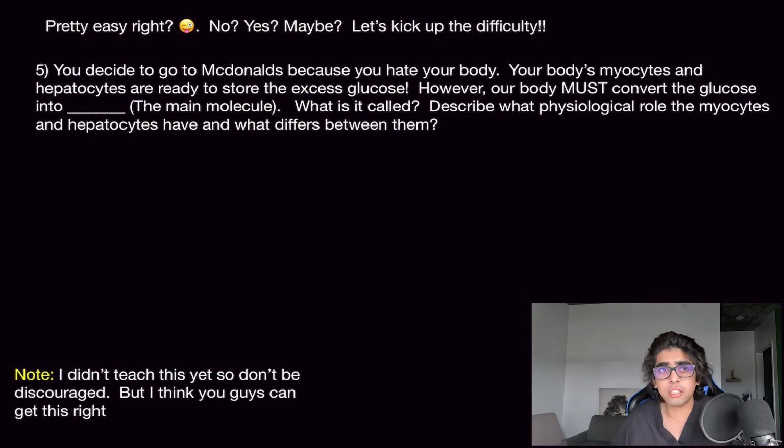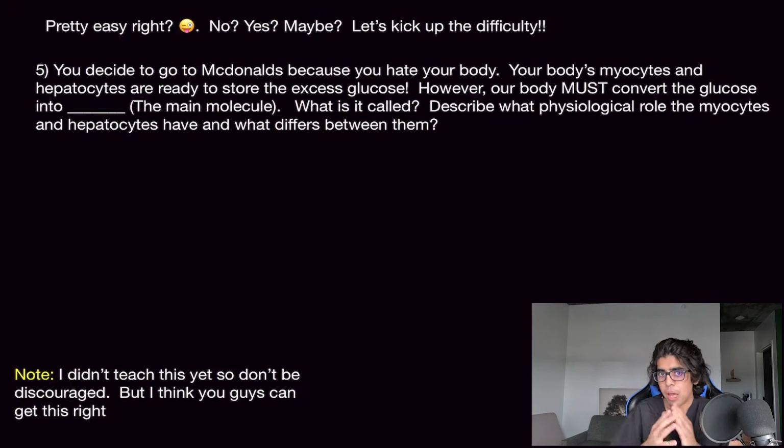The first thing you need to know is what hepatocytes and myocytes are. Myocytes are skeletal muscle cells. Hepatocytes are liver cells. What happens is excess glucose is stored as glycogen in the liver and skeletal muscles, but mainly in the liver. When our body needs more glucose, if we're energy deficient, it's going to take the glycogen and convert it into glucose. This can happen in the liver and skeletal muscles.